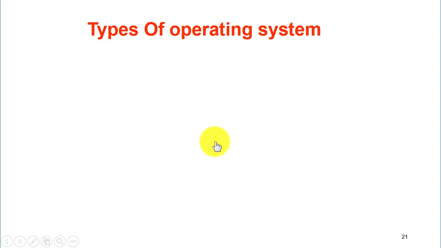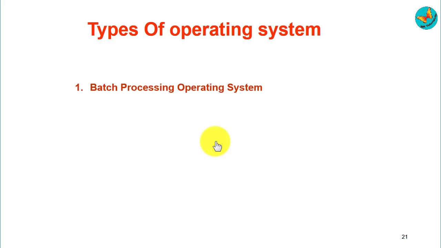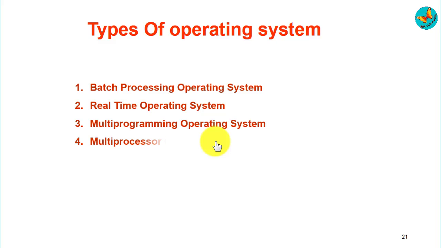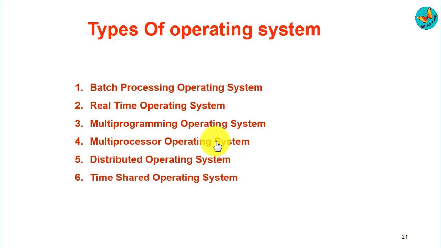So let us see how many types of operating systems are there. First is batch processing, second is real time, third is multiprogramming, fourth is multiprocessor operating system, fifth is distributed operating system, sixth is time shared operating system, and the last is mobile operating system. One by one we are going to discuss all of these operating systems. We'll understand the advantages and disadvantages of each of them.